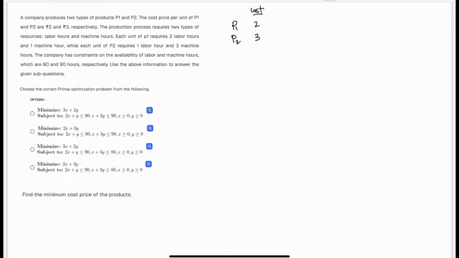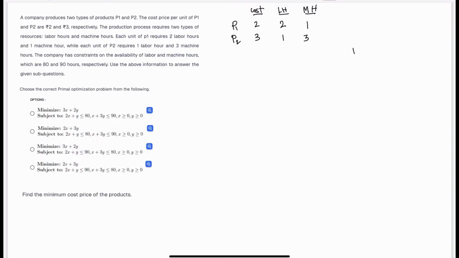Okay, so that being the context, let me write, we have labor hours and machine hours, so LH and MH respectively. And for producing say 1 unit of P1, I require 2 labor hours and 1 machine hour. And to produce 1 unit of P2, I require 1 labor hour and 3 machine hours. Okay, so that is the context.